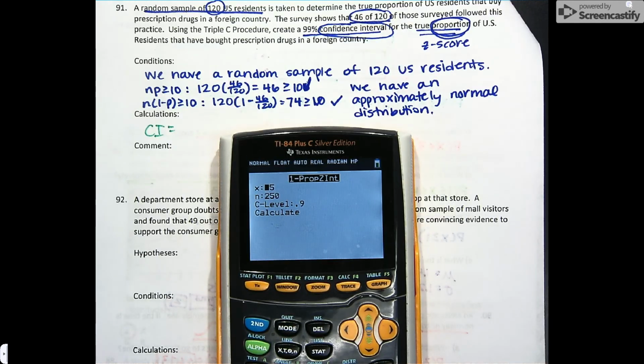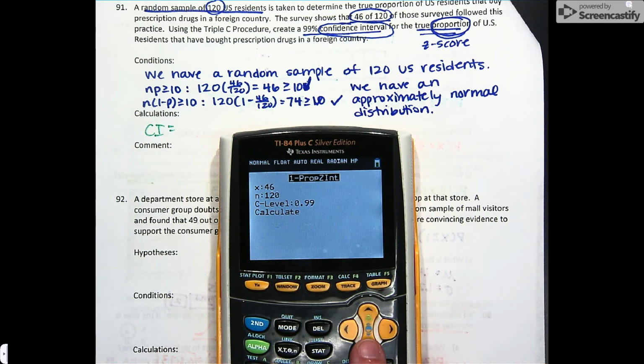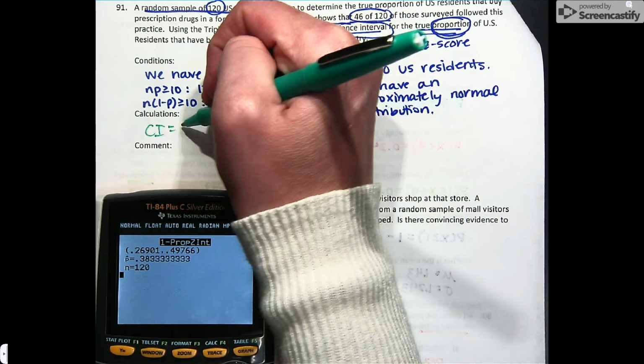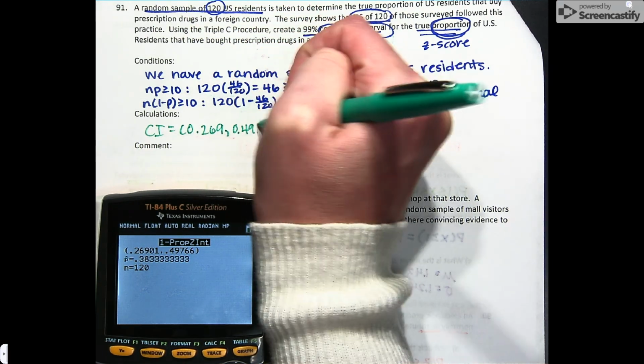It's going to ask for my sample data. Well, there's 46 out of 120 of them that this applied to. And I want to calculate the 99% confidence interval, so it's going to be 0.99. And when I hit calculate, I get my confidence interval. So it's going to be 0.269 to 0.498.